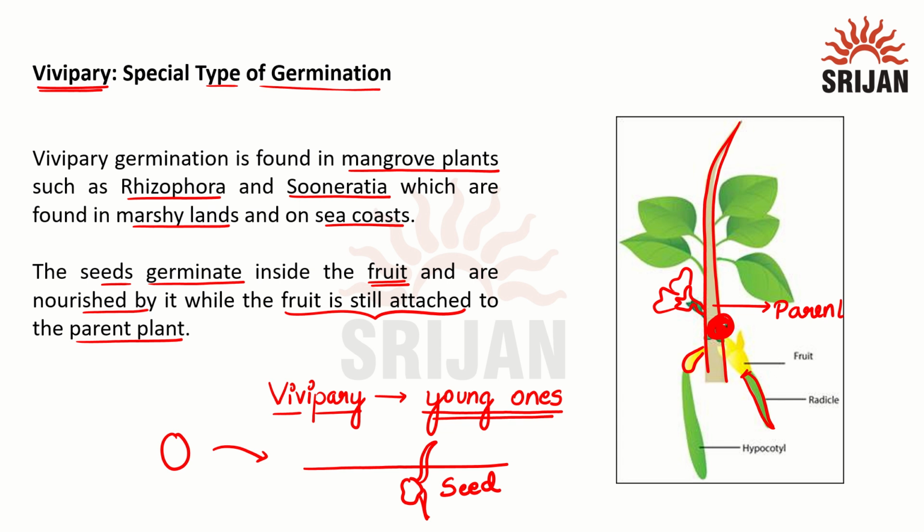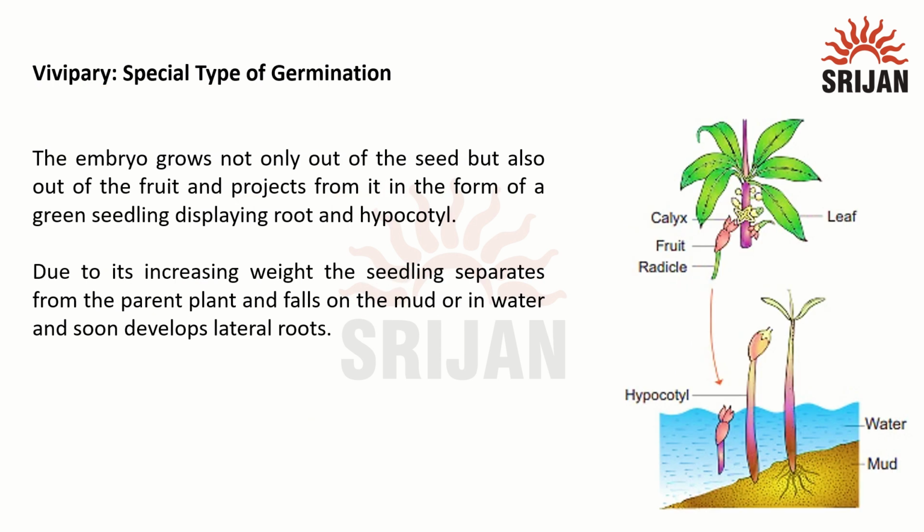still having the fruit. Now in this, the embryo grows not only out of the seed but also out of the fruit, and it appears as a projection from the fruit, and it forms a green seedling displaying root and hypocotyl. Now due to its increasing weight as the days go by, these seedlings will eventually increase in size, mass, etc. And because of the weight, it separates from the parent plant and falls onto the mud or into water, based on which habitat it is found in, and will soon develop lateral roots.